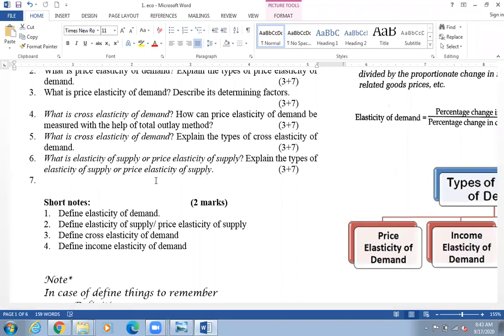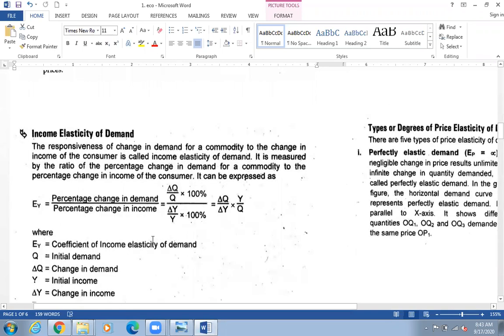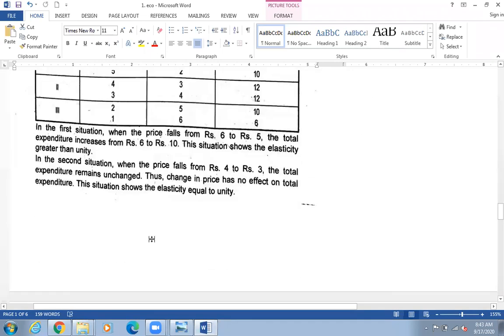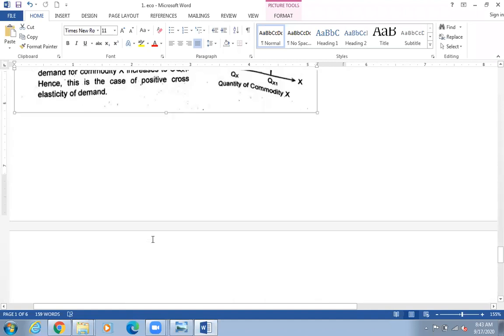So what is elasticity of supply? Not the demand now, supply. You are the supplier of the item. If you are going to supply, then what do you mean by elasticity of supply, otherwise price elasticity of supply? The meaning is the same. So what is price elasticity of supply? You have to write the definition. And explain the types of elasticity of supply, or the price elasticity of supply. So this is the last question of this chapter. Okay, so let me go to the last topic.